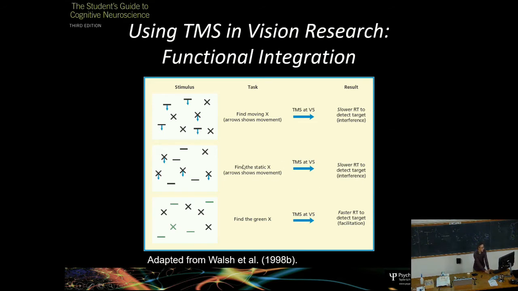And you actually get the same thing when you change the experiment a little bit. Here, when you apply TMS over this region as well, your task is to detect a static X, but there are other X's that are moving. So here you've got potential interference from these. But again, you're slower at doing that. But you might have other things. So here your task is to detect a green X, so nothing to do with movement. And here, instead of being impaired, you're actually faster at doing it.